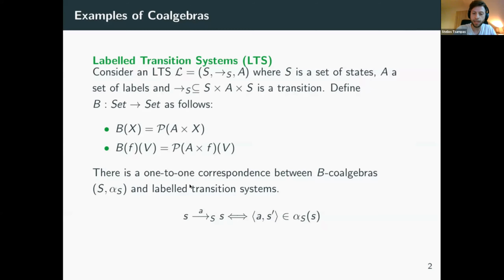labelled transition systems. So for instance, if you use this notation here, which is widely used in LTSs, that says that S transitions to S prime and outputs A, is essentially saying that the pair A and S prime belongs in whatever the mapping of S is under the transition structure. And that's basically coalgebras. And this is a remarkably powerful framework and a very general one.